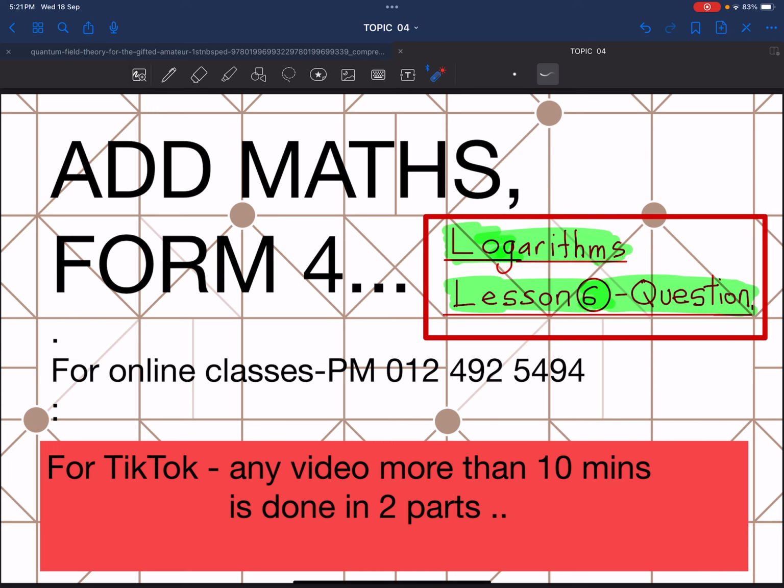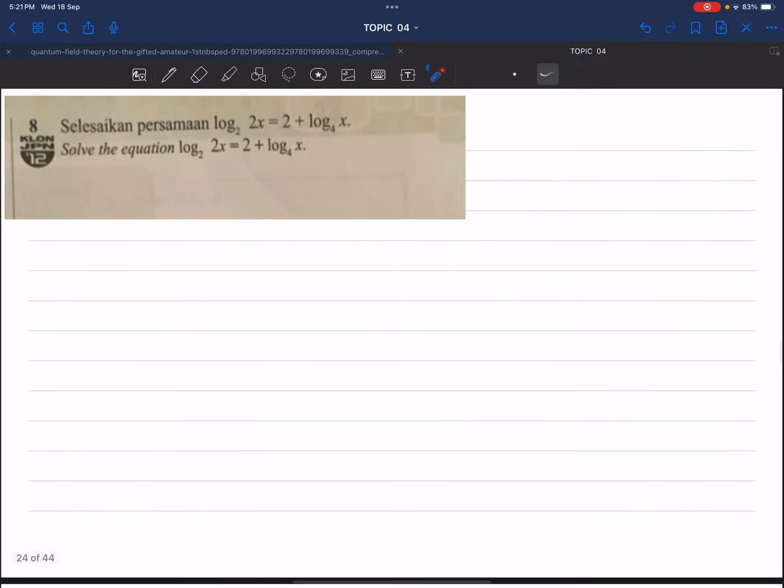Logarithm Lesson 6 Question. Solve the equation log 2x base 2 equals 2 plus log x base 4.